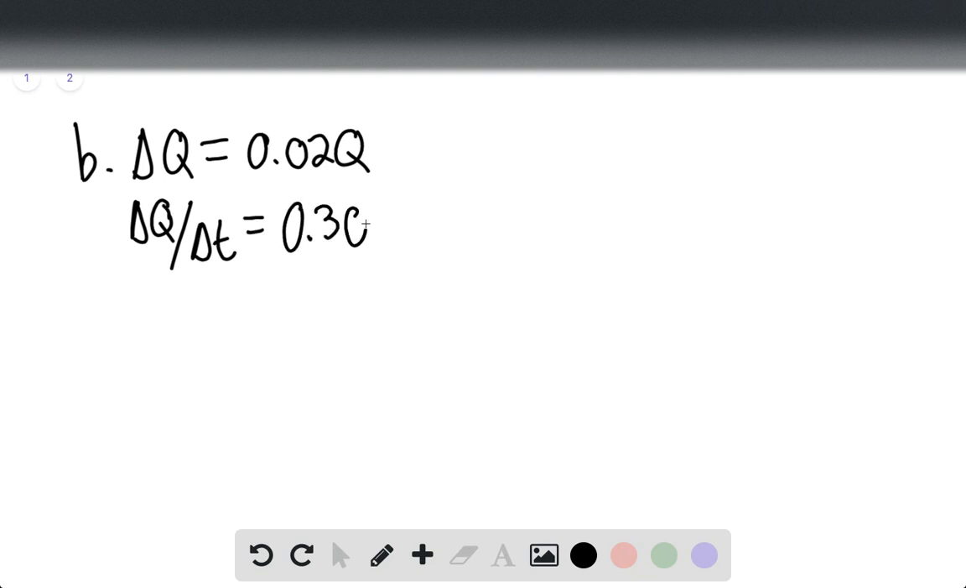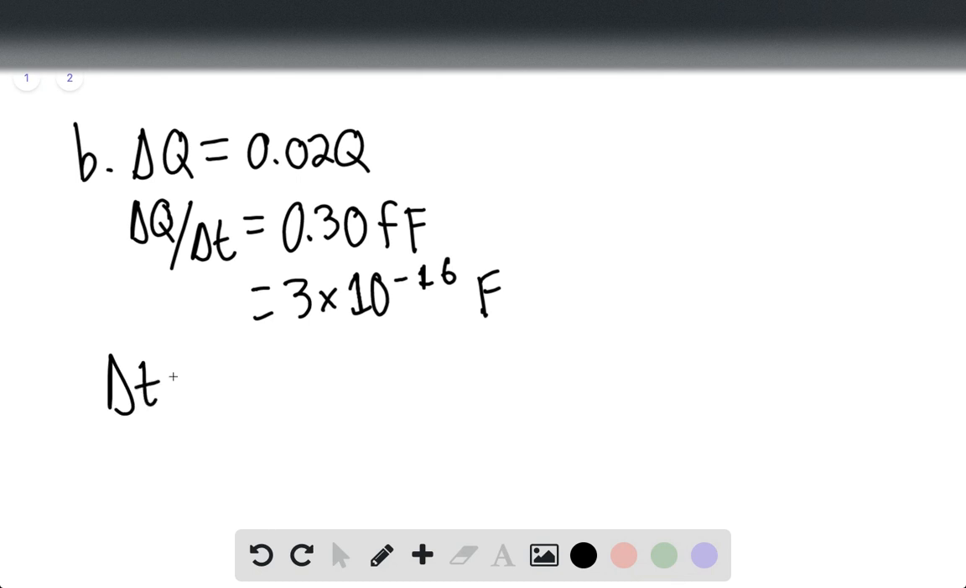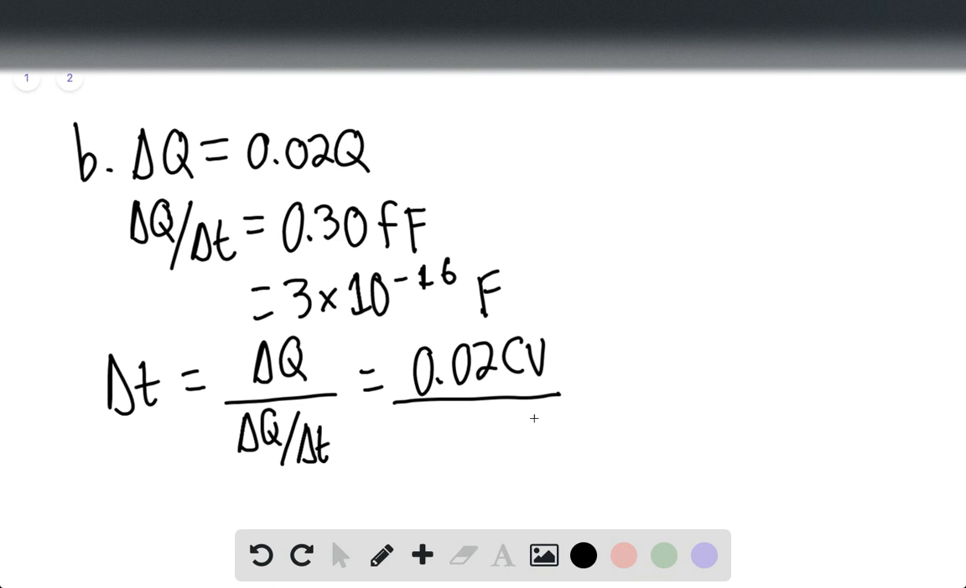This is 0.3. Essentially, this is 0.3 femtofarads. So this would be 3 times 10 to the negative 16 farads. Here we're going to have to say delta T is equal to delta Q divided by delta Q over delta T. So this would be 0.02 CV, and then divided by delta Q over delta T.